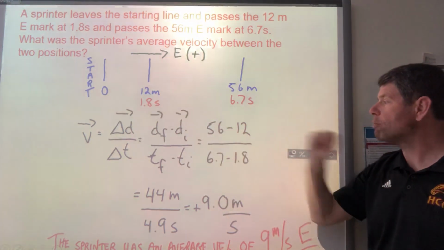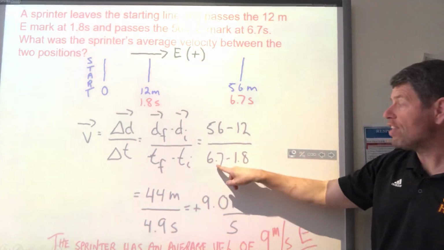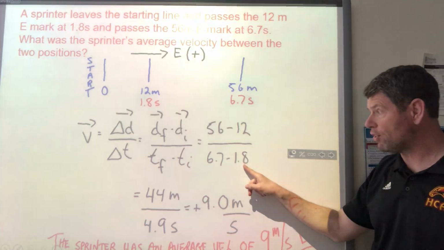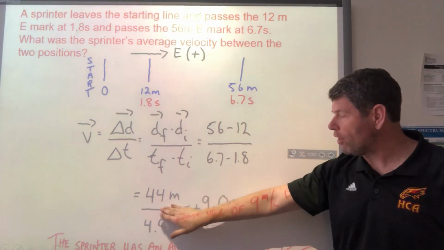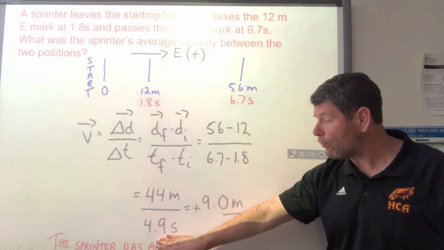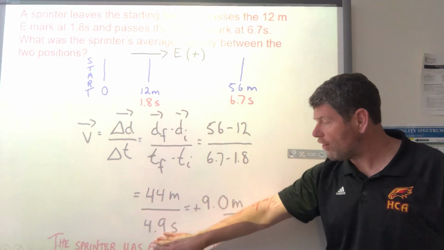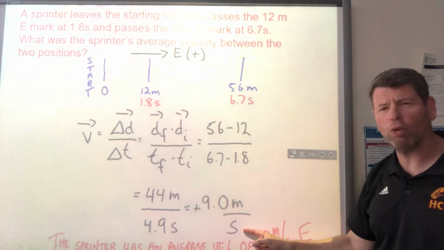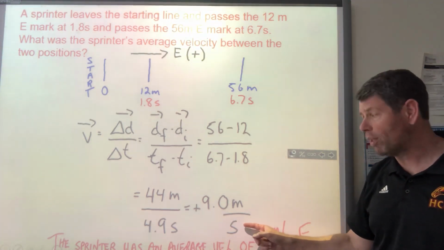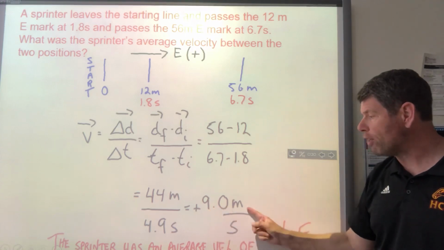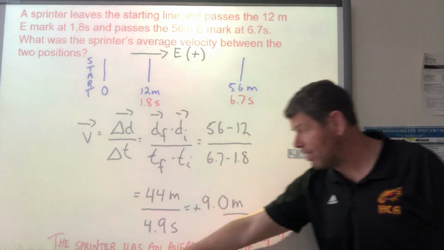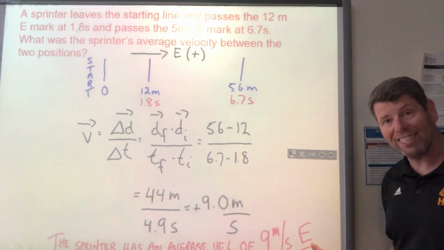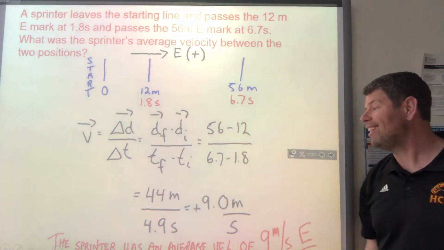So that's simply 56 minus 12, divided by the final timing, 6.7 seconds, minus the initial timing of 1.8 seconds, reduces to 44 meters over 4.9 seconds. So we do the division on our calculator. It rounds to 9.0 meters per second. Your calculator will say 8.97, but we're going to round it to 2 digits. 9.0 meters per second. Positive, which means with our sentence here, the sprinter has an average velocity of 9 meters per second east, because positive was defined as our east direction.